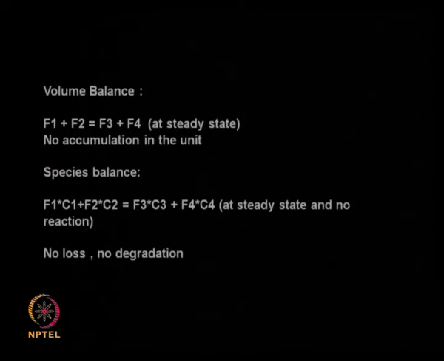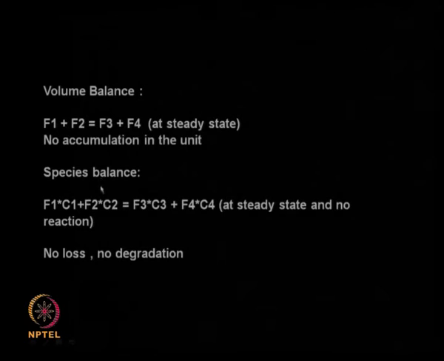The second point is you can also do a mass balance for a particular species. Imagine there is acetic acid in that stream. You can do a mass balance for acetic acid: the acetic acid that is entering is equal to the acetic acid that is leaving the entire unit, assuming that acetic acid is not getting converted to any product. So the amount of acetic acid entering should match exactly with the amount of acetic acid that is going out. It can be in 2 streams and it can be going out in 2 streams, but still the total amount should match, assuming that there is no loss or no degradation.